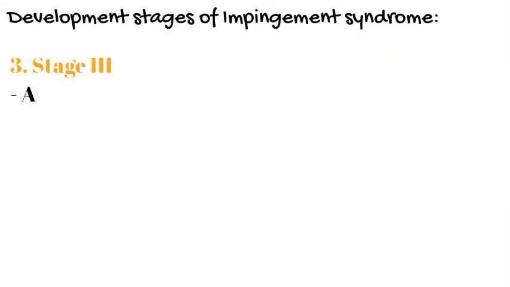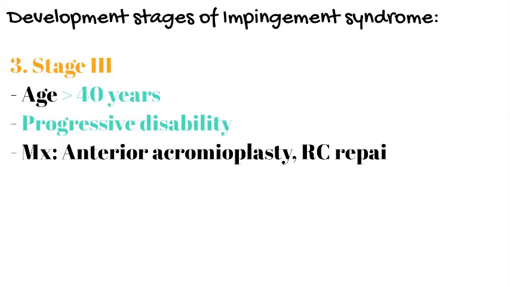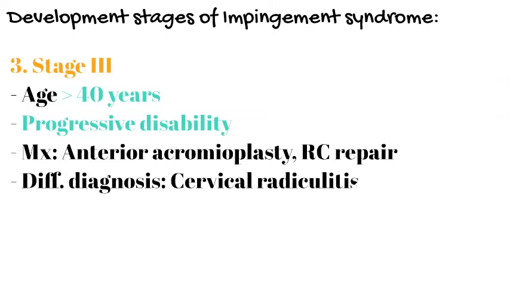In stage 3, it usually occurs in patients more than 40 years old. There is progressive disability. The management is anterior acromioplasty and rotator cuff repair. The differential diagnosis includes cervical radiculitis and neoplasm.